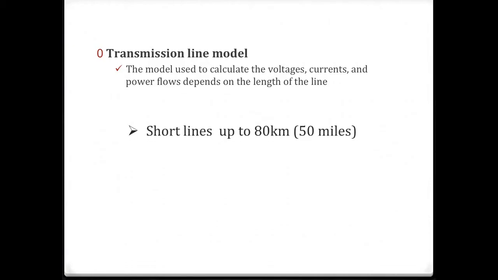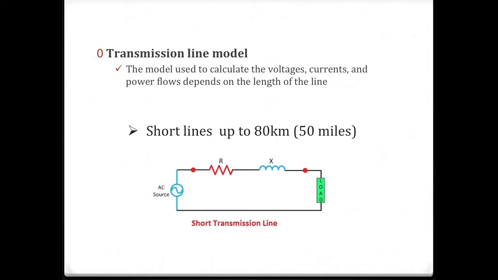The first one is the short lines, up to 80 kilometers. In that model, just the resistance and inductance of the line would be considered. The effect of the capacitance on the short transmission line is negligible. Therefore, for studying the performance of the short transmission line, only the resistance and inductance of the line are calculated.